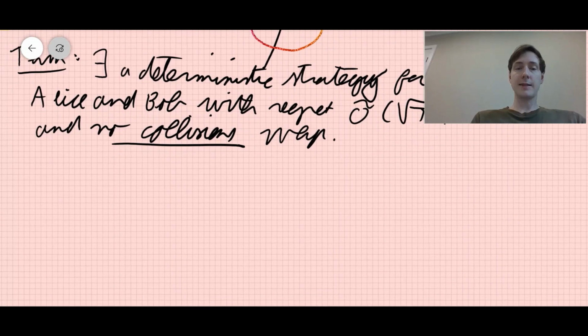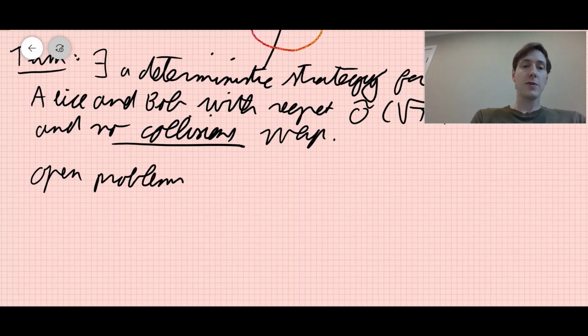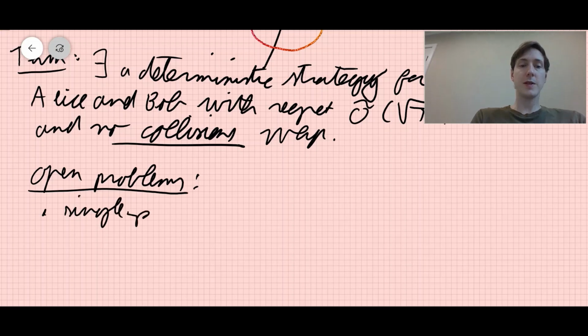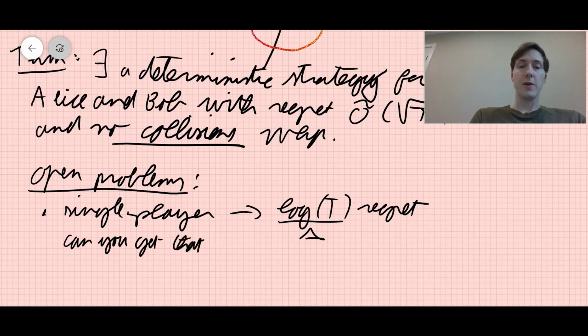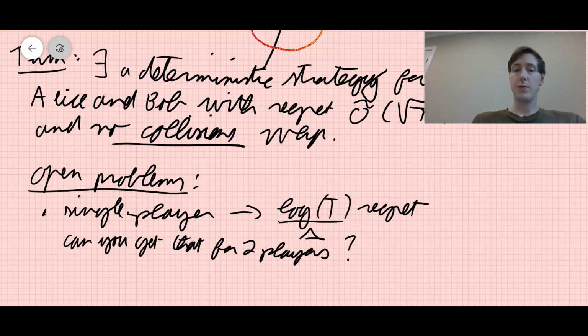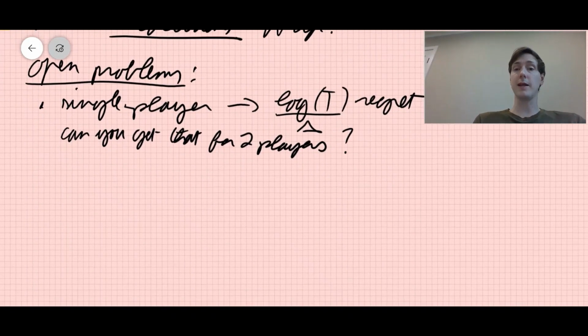So at this point, there are many, many open problems. Let me mention some of them. So first, for single player, in this very simple scenario, you can get log t over delta regret, where delta is a suboptimality gap between the best action and the second best. Can you get that for 2 players? Okay, so that's the first question. I don't know if you can get log t.